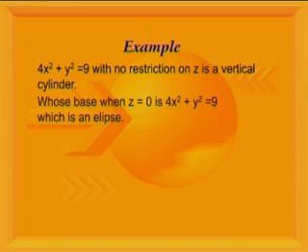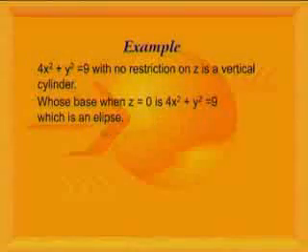whose base is, because z is equal to 0, so this cylinder intersects the xy plane in the curve 4x square plus y square is equal to 9. As you know, this is an ellipse. The region is bounded by this ellipse, and the function to be integrated is z is equal to y plus 3. Now we find our limits.